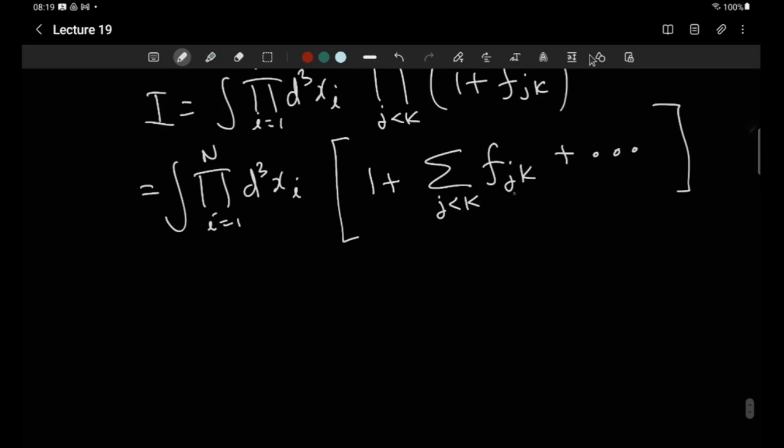Okay, so first thing to observe is that since we are integrating over all the coordinates, each of these terms will give the same answer. So I can write this as equal to, and how many of them are there? N into n minus 1 by 2. And pick any value of j and k. So let's just say f12.